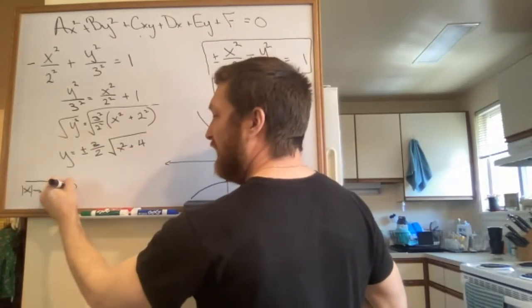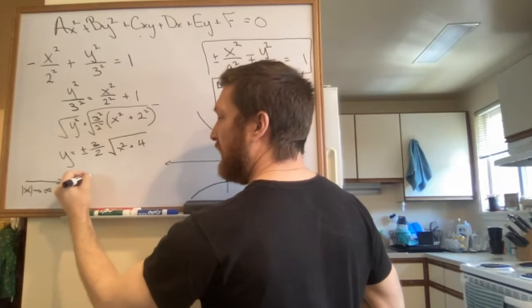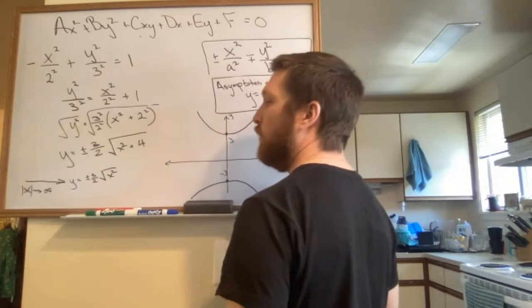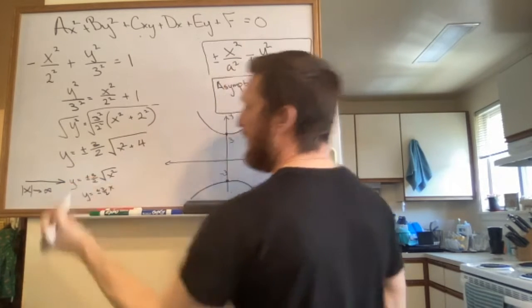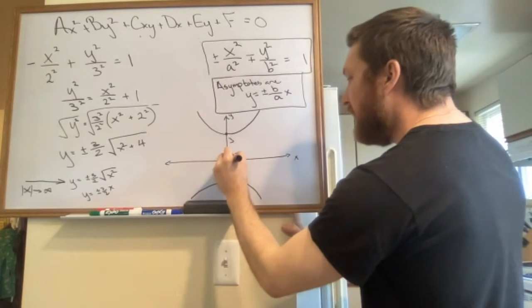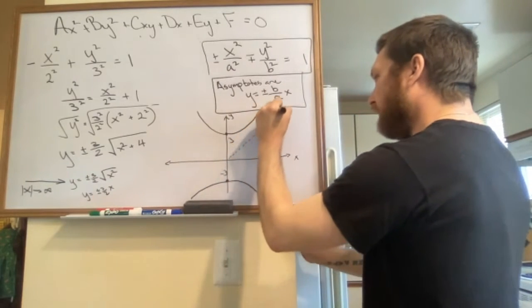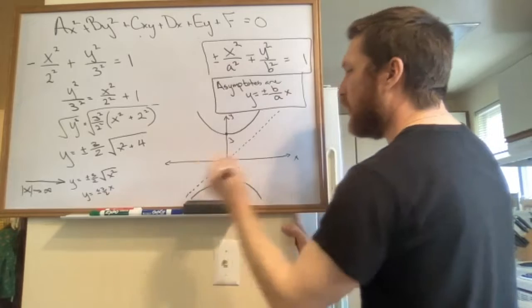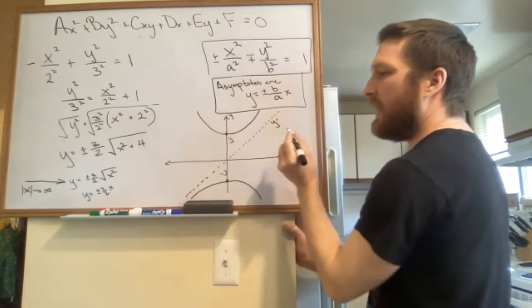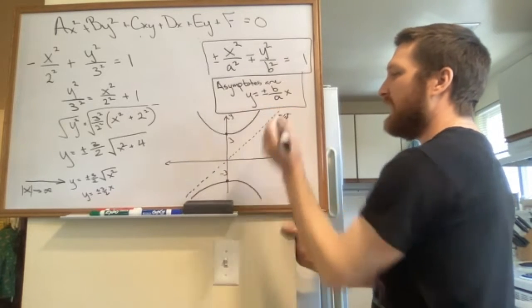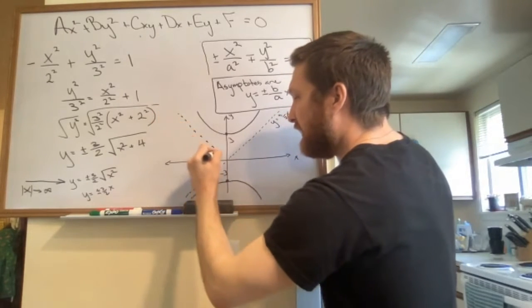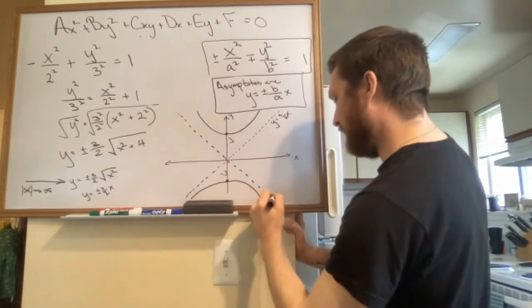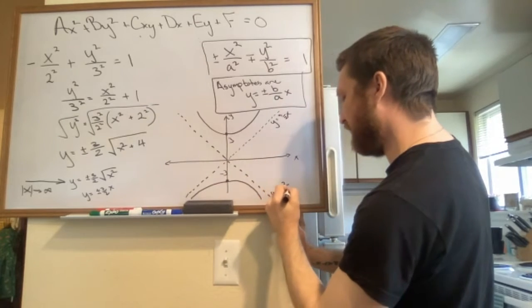The y value will approach plus or minus 3/2 times the square root of x squared, which is y equals plus or minus 3/2 times x, which is a line. And it happens to be the same line. The one with the positive slope does this, and we're going to label it as y equals 3/2 x. The negative one comes down like this, and we'll label it as y equals negative 3/2 x.